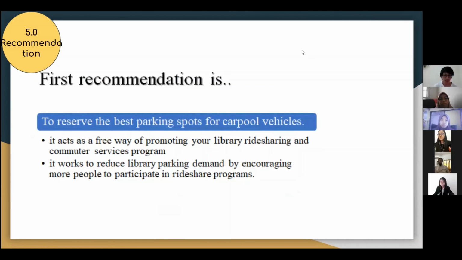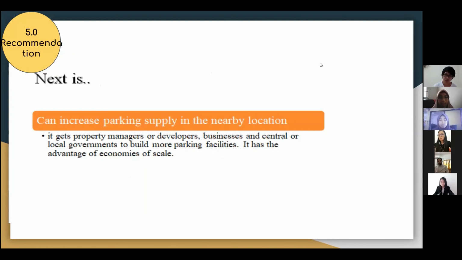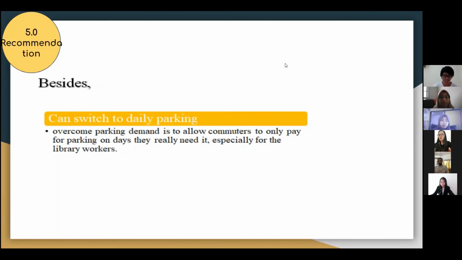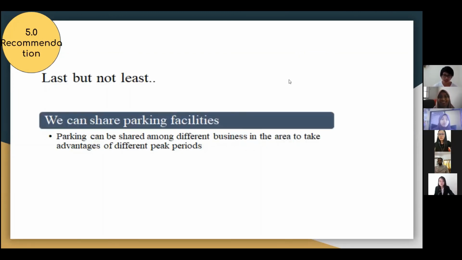To reserve the best parking spots for carpool and bicycles. This can increase parking supply in nearby locations. We also recommend switching to daily parking. Last but not least, we can share parking facilities.